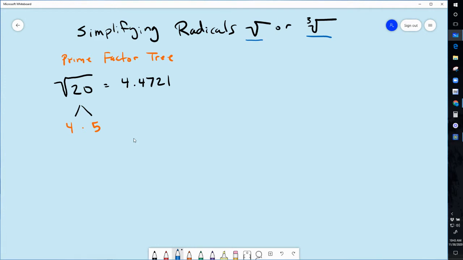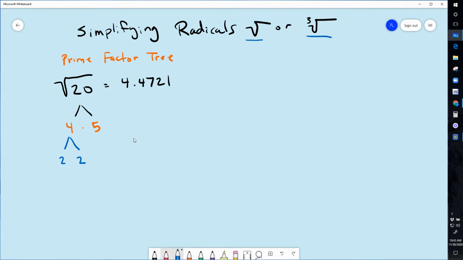But 4 could be divided by 2. So what are 2 numbers, any 2 numbers that multiply to get 4? 2 and 2. Okay. Is 2 prime? Yes. So we're going to stop there. All right, go down to the 5. What 2 numbers multiply to get 5? Well, 5 is already prime, so we can leave 5 alone.